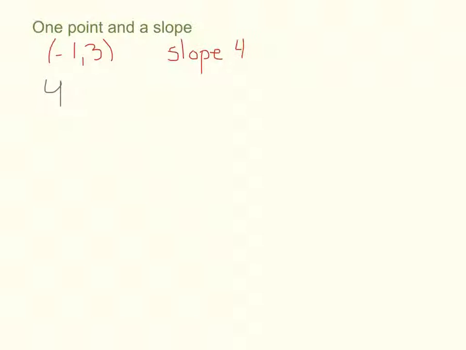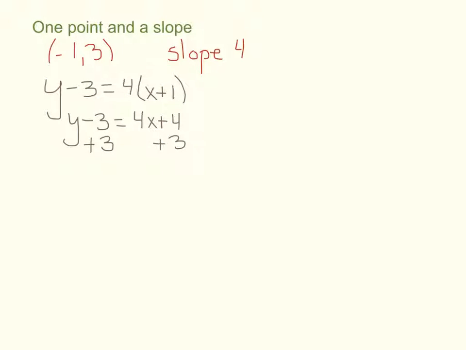So we're going to have y minus 3 equals 4 times x plus 1. Remember, it's the opposite signs. Now we can go ahead and distribute and solve for y. So we have y minus 3 equals 4x plus 4. And then we're going to add 3 to both sides. We're going to get y equals 4x plus 7.